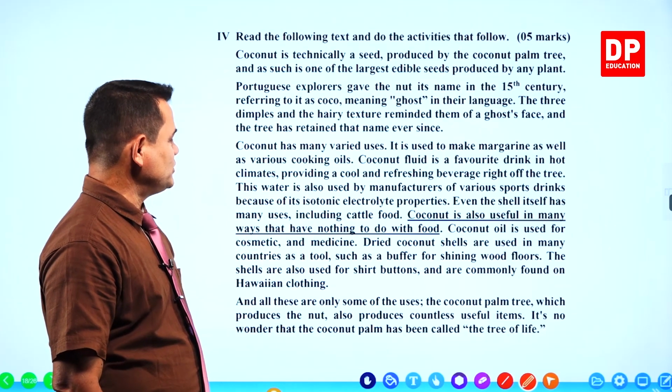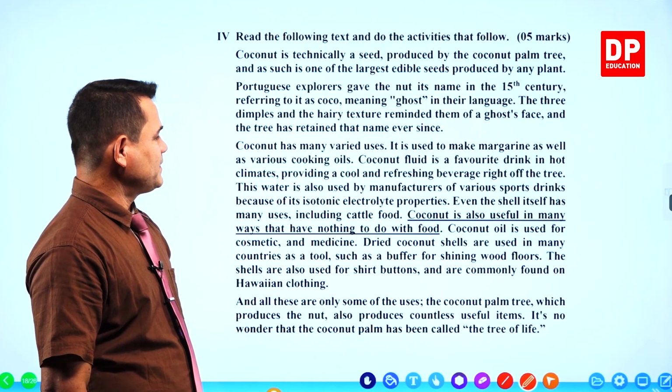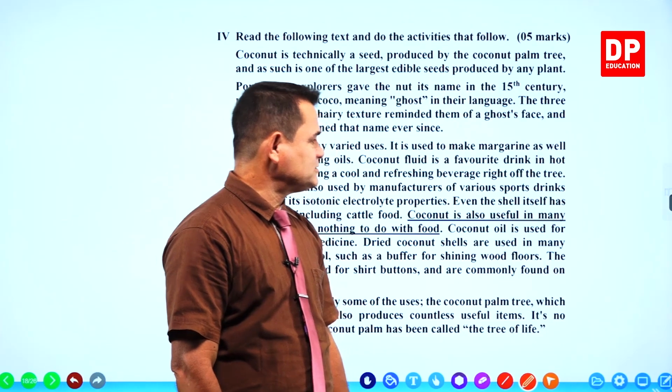This water is also used by manufacturers of various sports drinks.